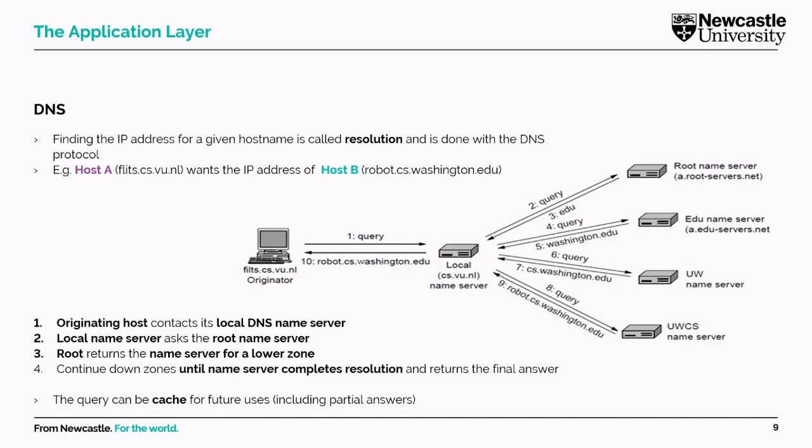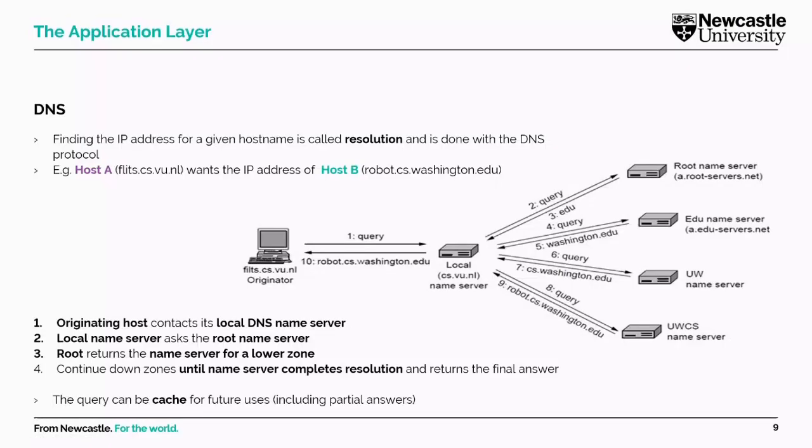The process of translating a host name to an IP address is called resolution, and in order for this to work, two machines need to talk the same language, so they need to be able to speak the DNS protocol. In this example we have our machine which wants to find out where host B, which it knows by the name robot.cs.washington.edu, is.